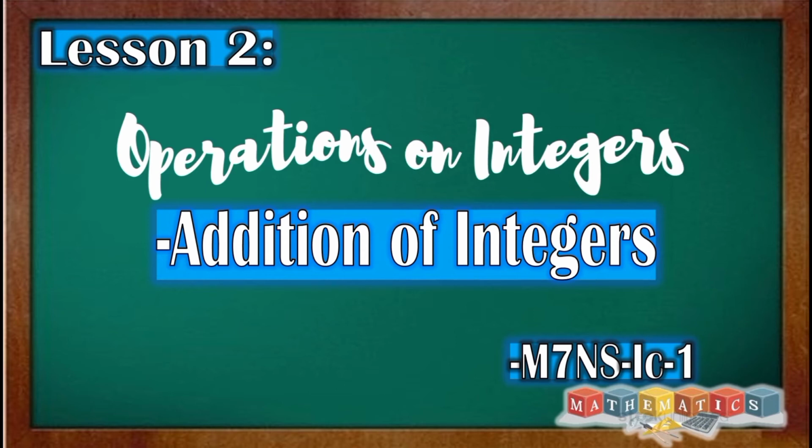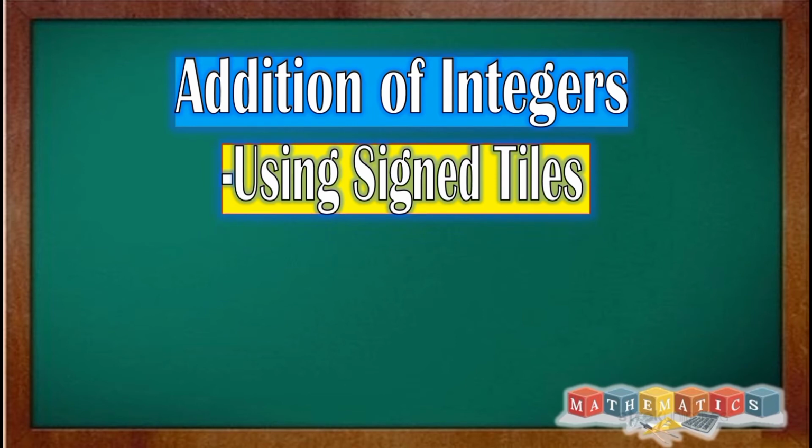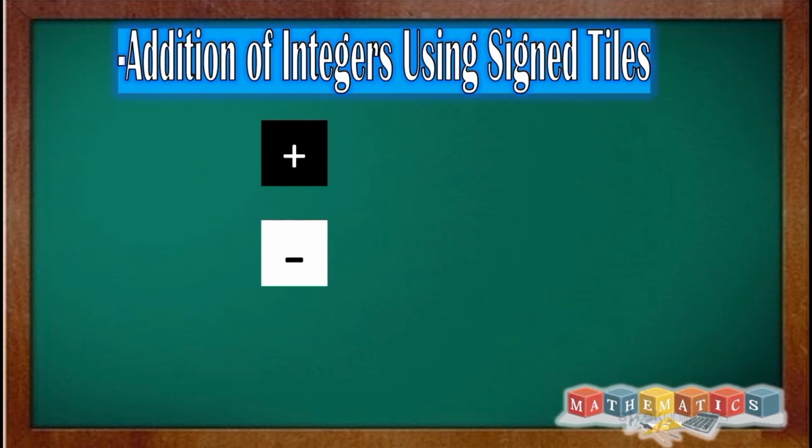Operations on integers can be performed in different ways. As to addition of integers, let's make use of sign tiles and rules. Let us first discuss how to add integers using sign tiles. Let a black tile with a positive sign represent positive 1, and the white tile with a negative sign represent negative 1.